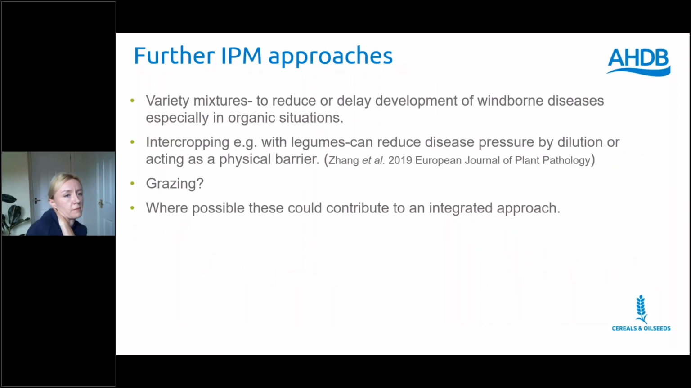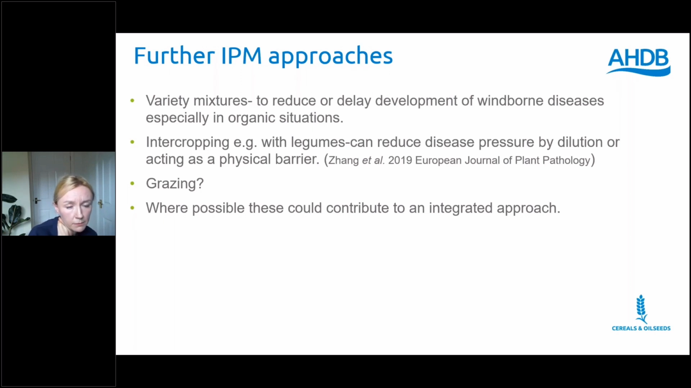Okay, so what about further IPM approaches? So you've gone the whole way through the season, you've planned your fungicide program, but we are in a situation where we are thinking about other ways of managing diseases. So what else can you do? We've touched on variety mixtures earlier, and yes, they definitely can help. I'm going to show you some pictures later on from a NIAB trial done in Hampshire this year. They can definitely help in reducing or delaying the development of yellow rust epidemics, especially in organic situations. You could also try intercropping.